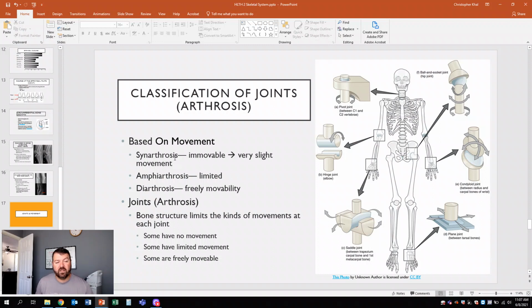Movement is also based on some different other factors. So you have your synarthrosis joints, which are pretty much immovable or have very, very slight movement. You have your amphiarthrosis, which is limited motion. A little bit does occur. And then you have your diarthrosis, which is your freely movable joints, which is most of the ones here.